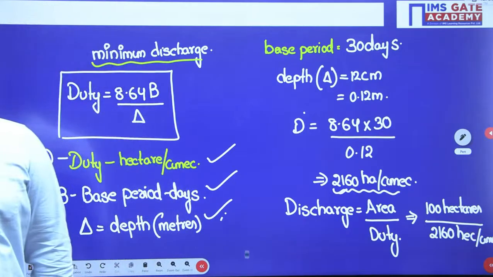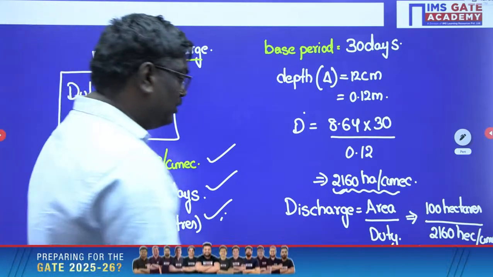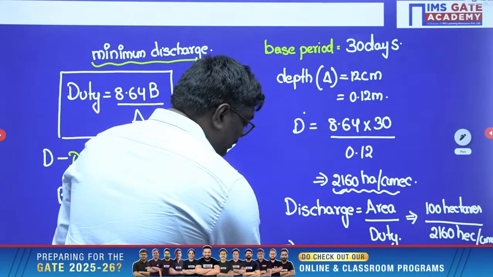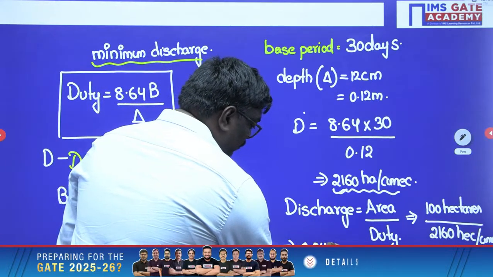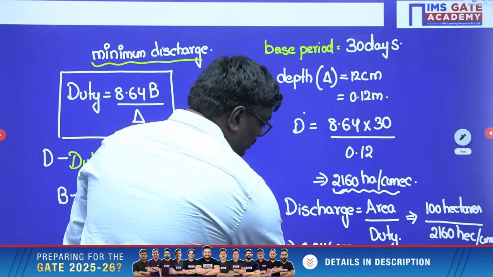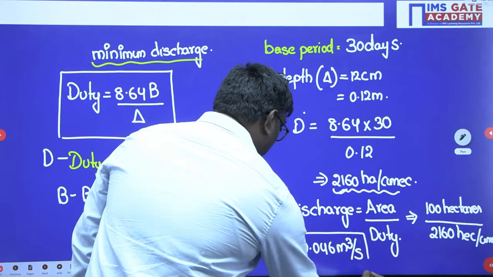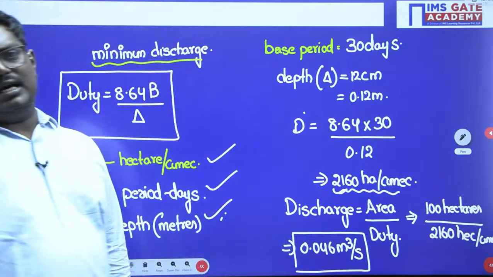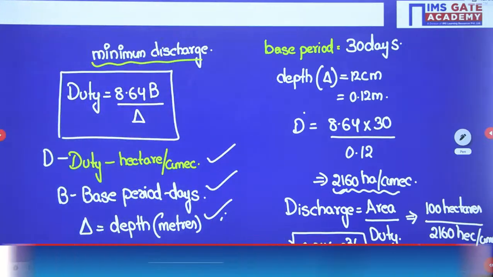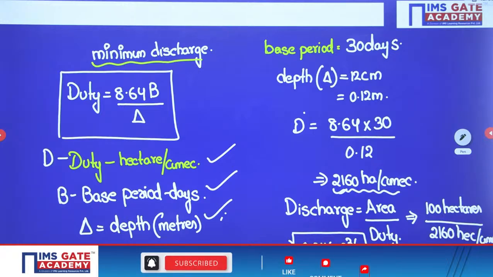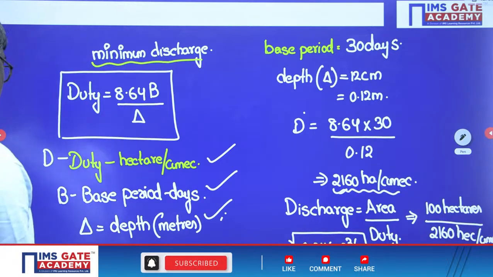If you see 1 divided by 21.60, you will get 0.046 meter cube per second. Sir, this is for case 1, right? Yes or no, my dear students? Yes or no? Very good.